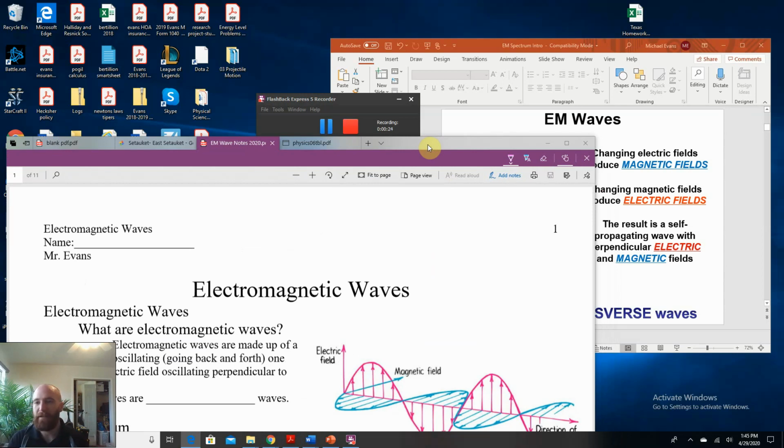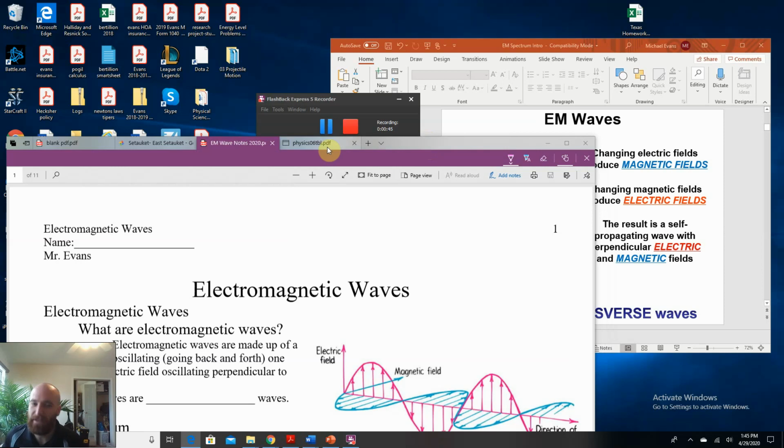So what are electromagnetic waves? What is this thing that we're really covering here? The simplest answer would be electromagnetic waves are light. Everything that you see, all the different colors, are electromagnetic waves. But light itself is a small part of the electromagnetic spectrum. So there's a bunch of different types of electromagnetic waves.